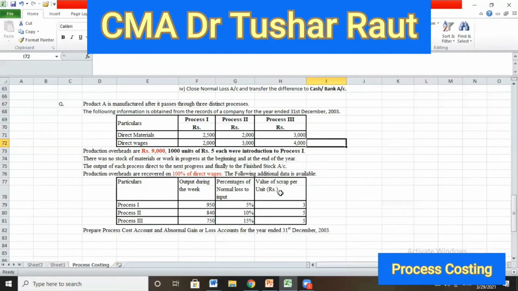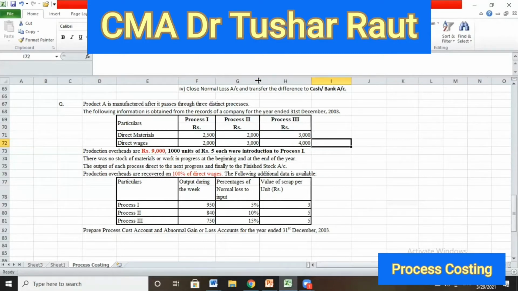And value of scrap per unit: scrap value is rupees 3. So here the information is related to normal loss and scrap value. Normal loss is in the form of percentage, and output is in the form of quantity for each process. This information will be used as per the requirement. Every time we will follow MENO, with normal loss as percentage and scrap value, and O for output, and prepare the process cost account and abnormal gain or loss account for the year ended 31st December 2003.